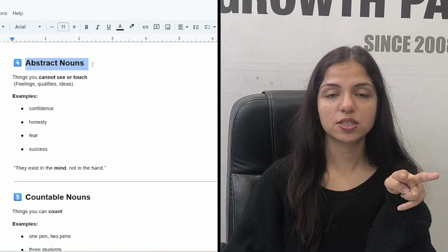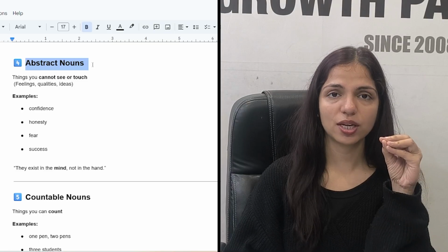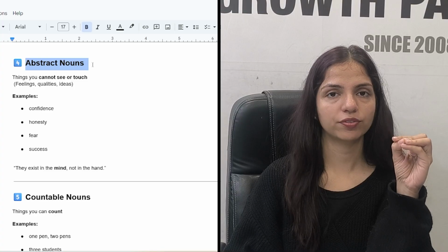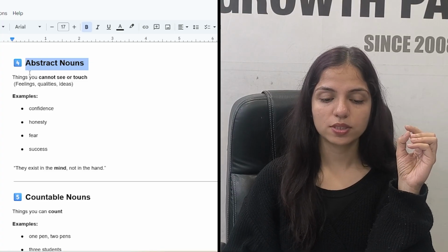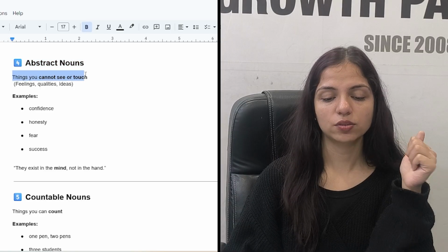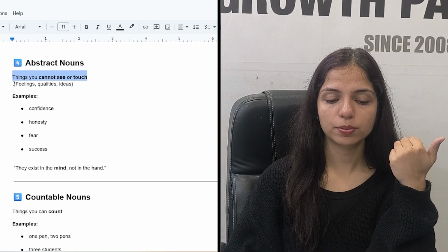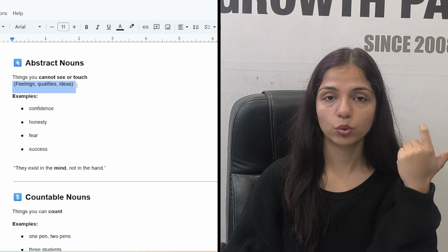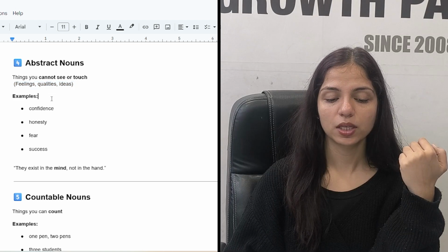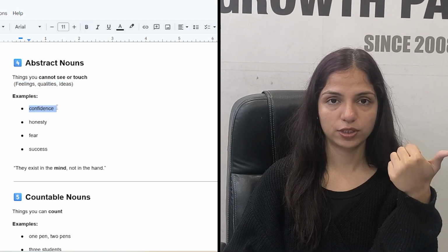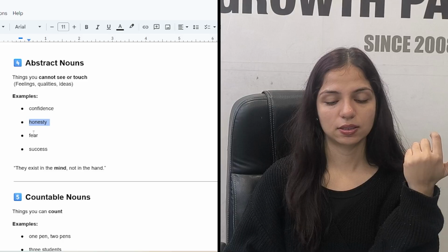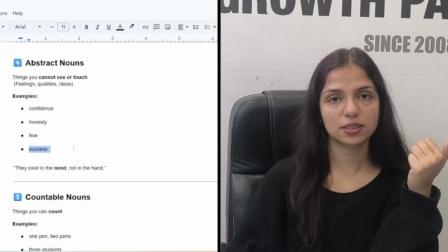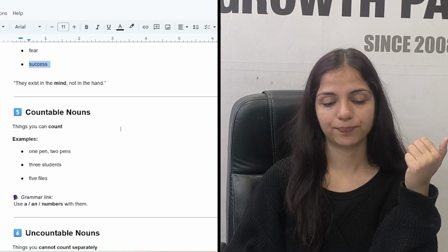Next is abstract nouns. Whenever the word abstract comes, it means that the thing is related to some quality or feeling or emotion. Okay, so when we say abstract nouns, things that you cannot see or touch will be considered abstract nouns. They constitute feelings, qualities, ideas. Examples: first is confidence, second is honesty, third is fear, fourth is success. All these things you cannot touch or see.